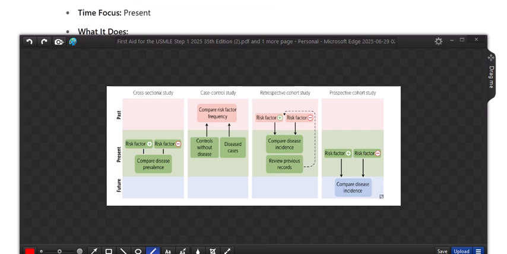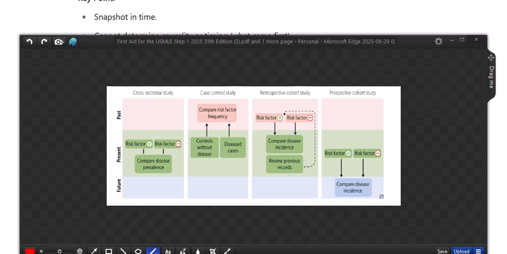1. Cross-sectional study, leftmost column. Time focus: present. What it does: compares disease prevalence across individuals with and without a risk factor. Example question: do people who currently smoke have more chronic cough than those who don't? Key point: snapshot in time. Cannot determine causality or timing. What came first?